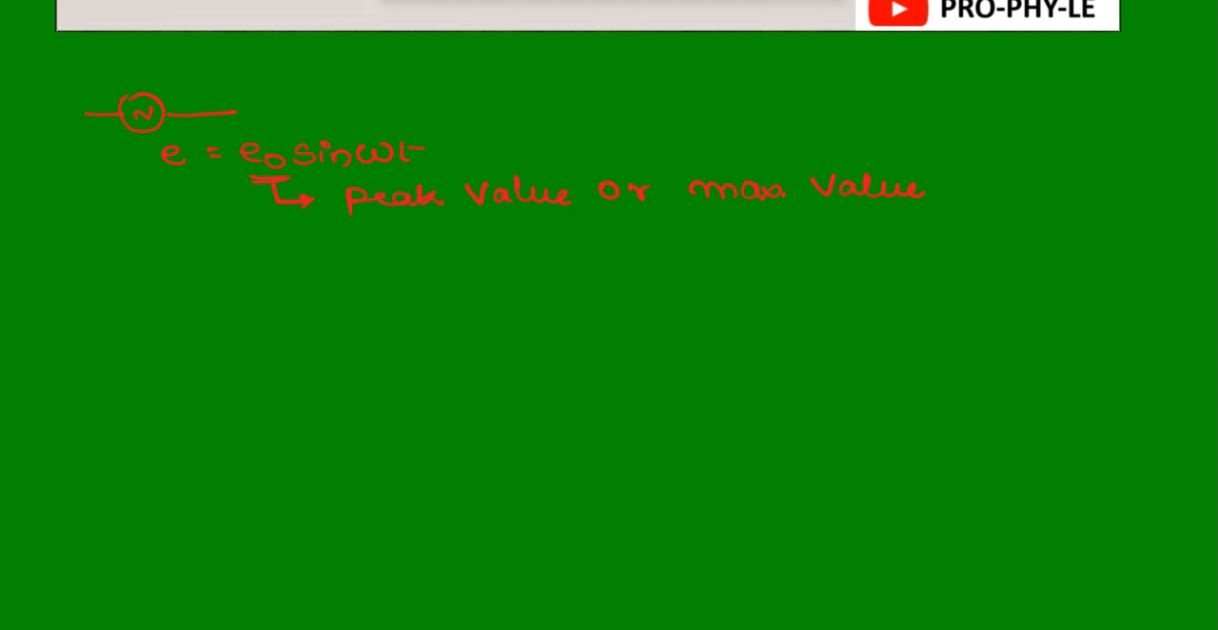So now this is a general representation of an AC source. If this AC source is connected to any circuit element, then we have to find the corresponding current. Here we will introduce a term called phasor diagram.